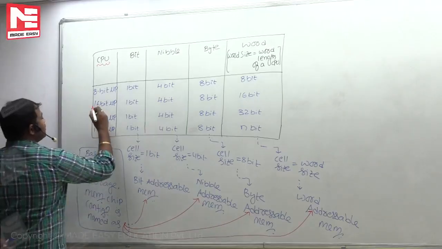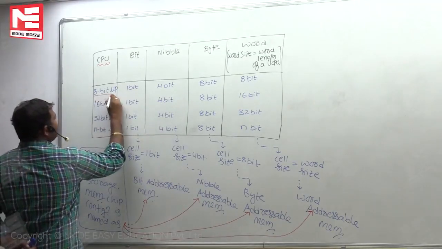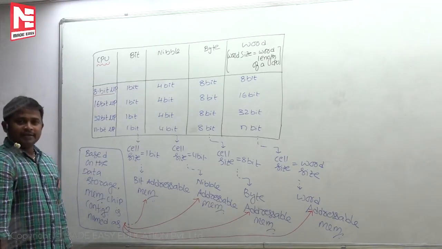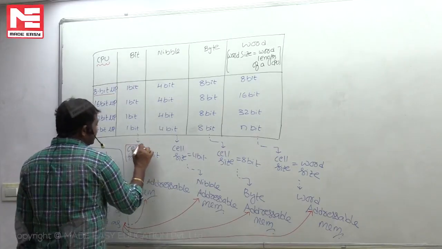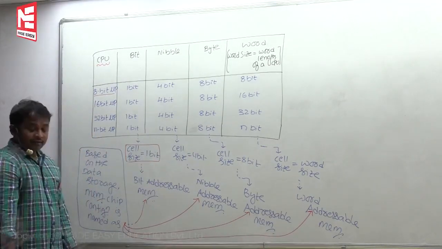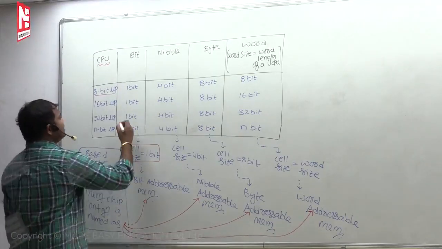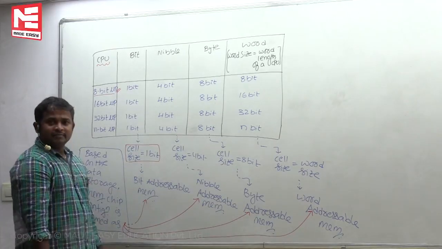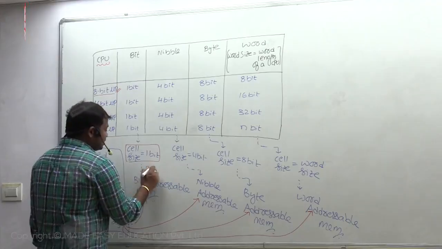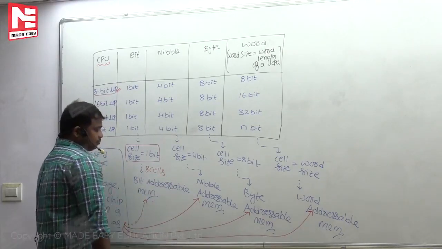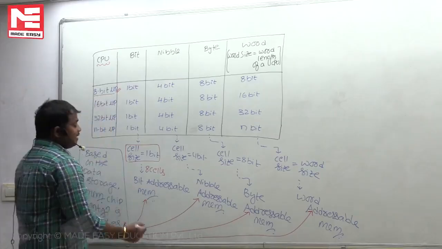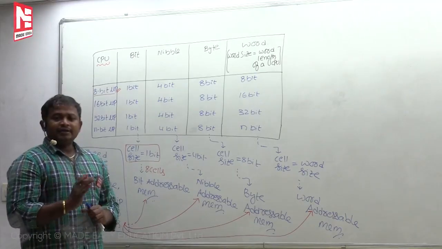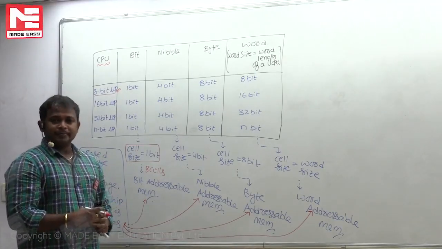Now here, suppose it is an 8-bit CPU. In this system, bit addressable memory is used. Bit addressable memory means cell size equal to 1 bit. In one cell, 1 bit of information is there. But CPU is requesting 8-bit data. 8-bit data is not present in one cell. Then what is required? 8 cells are interfaced to CPU. When 8 cells are interfaced to CPU, when CPU refers the memory, then 8 cells of information are transferred to CPU. Is it okay?